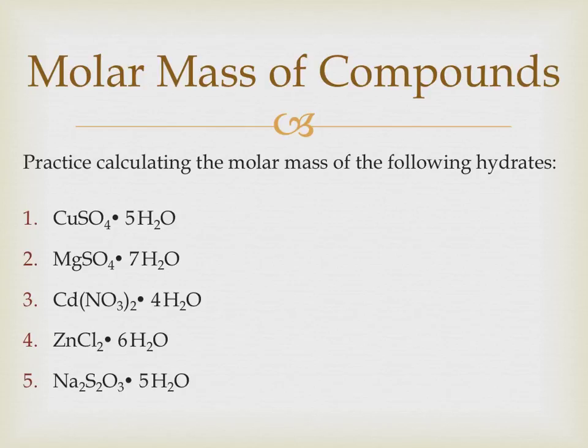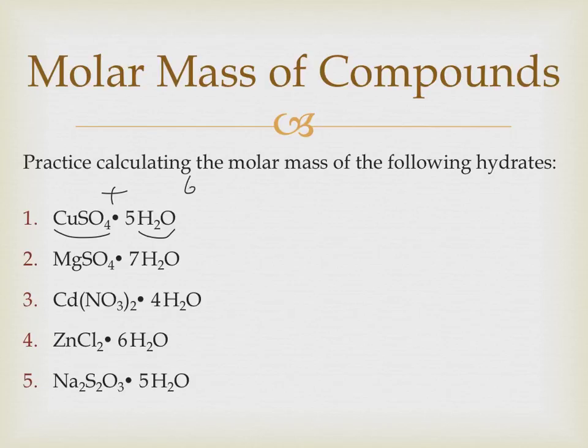Now, the task gets a little bit more complicated when we talk about finding the molar mass of hydrates. Well, to find the molar mass of a hydrate, the first thing you do is find the molar mass of the ionic compound like you normally would, find the mass of water, and add the two numbers together. So for copper 2 sulfate pentahydrate, we would first find the mass of copper 2 sulfate.